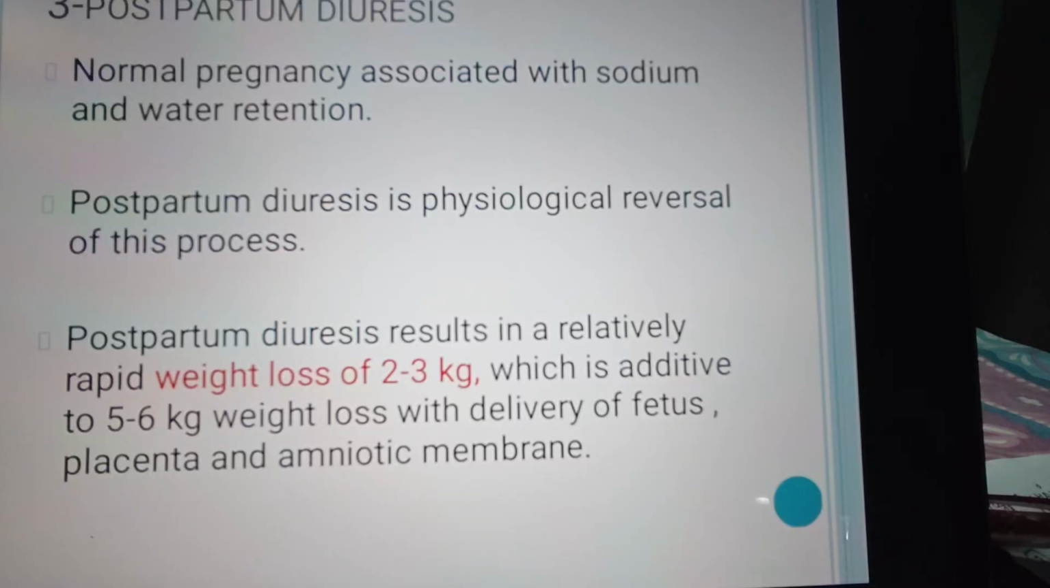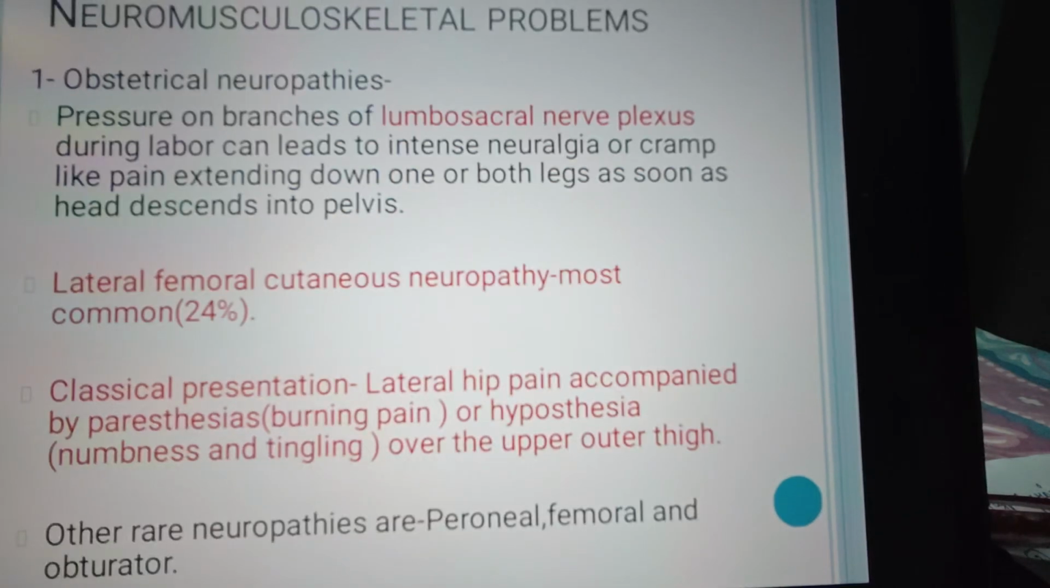The first cause of weight loss is delivery of the fetus. Then there is about 500 grams of placenta, amniotic membrane and amniotic fluid, and also due to postpartum diuresis there is a further weight loss of around 2 to 3 kilograms.